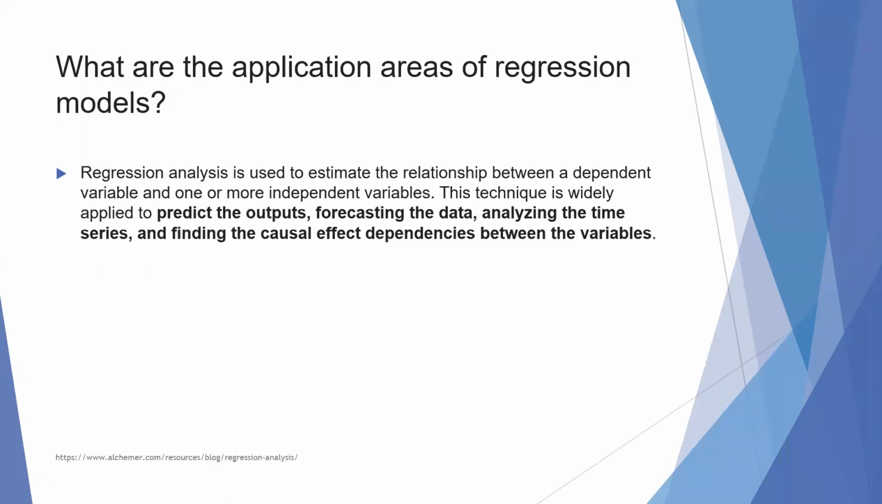What are the application areas of regression models? Whenever we are applying these regression models for regression analysis, this estimate is used to identify the relationship between a dependent variable and one or more independent variables. Normally these techniques are used to predict the outputs of any kind of medication or new treatment that was introduced, forecasting the data, analyzing the time series, and finding the causal effect dependencies between the variables.